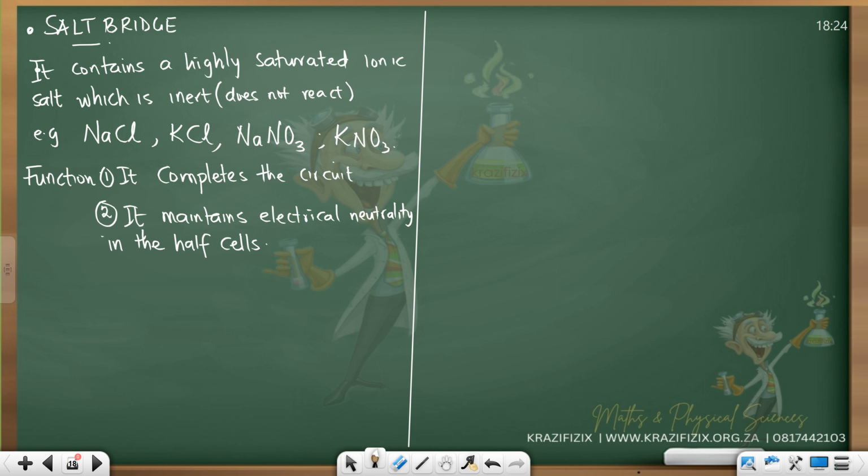It maintains electrical neutrality in the half cell. The question is how? So I'm explaining number 2. The anions in the salt bridge. If you remember when we wrote cell notation the other day, we said bridge. That's the bridge we're talking about.